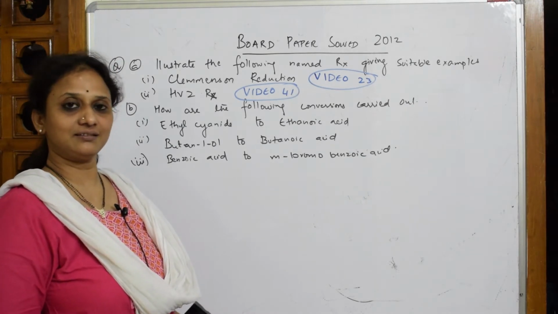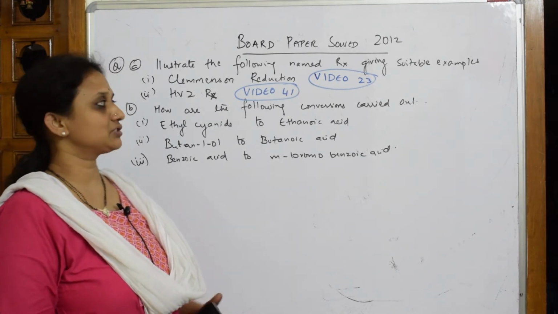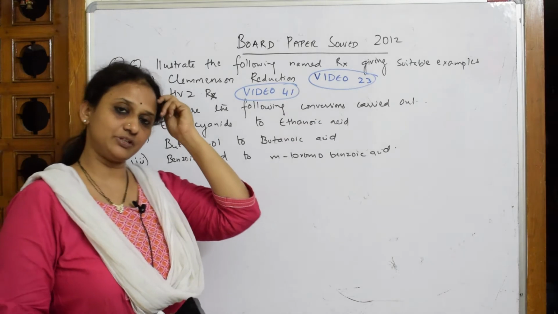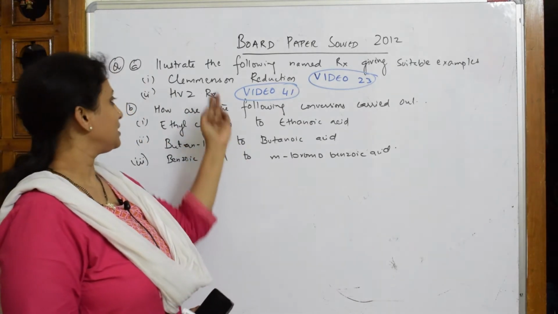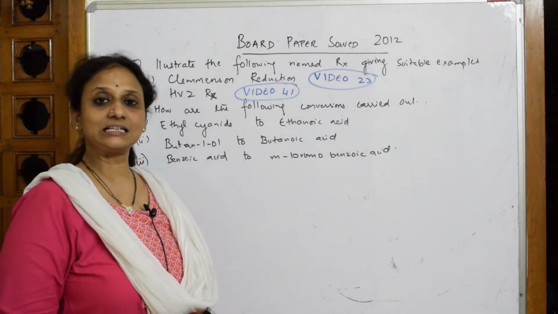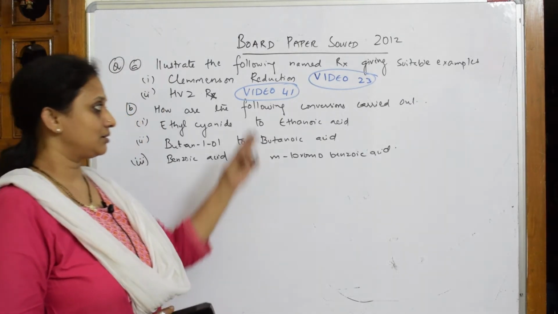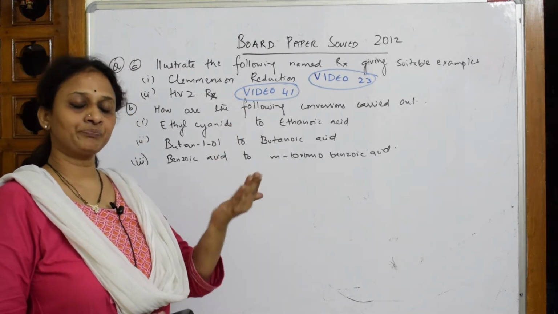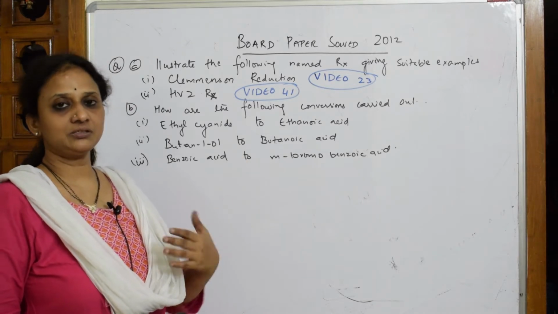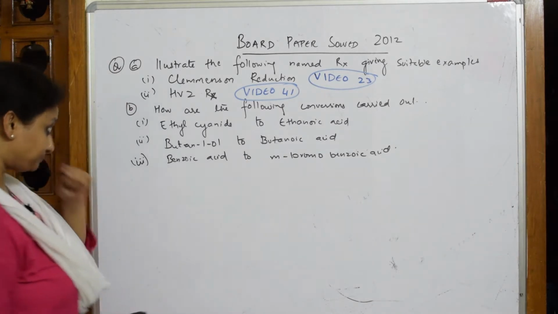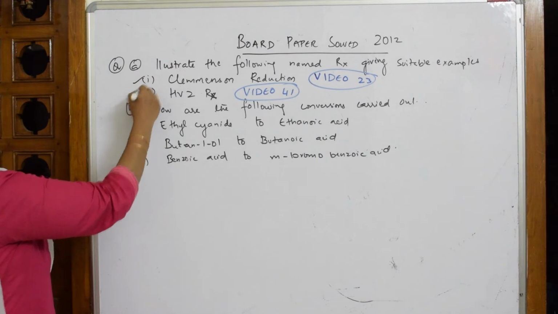I've already done this name reaction, which is numbered as video number 23 in the playlist. Again, the HVZ reaction is labeled under video 41 in your playlist. Please go through that video, and please write the definition, reaction, name of the reagent and the product. So let us come back to this. This is done and this is done. Let us start with this.